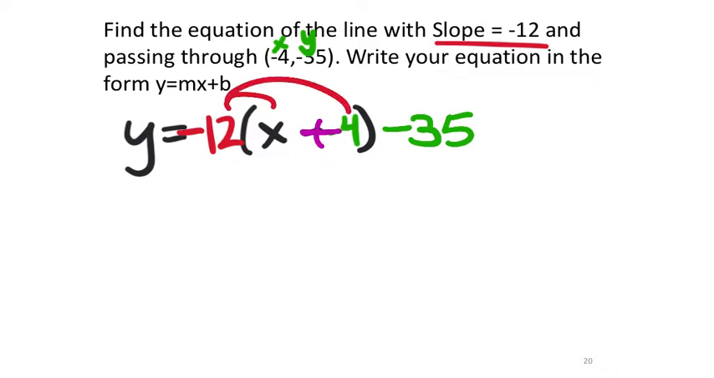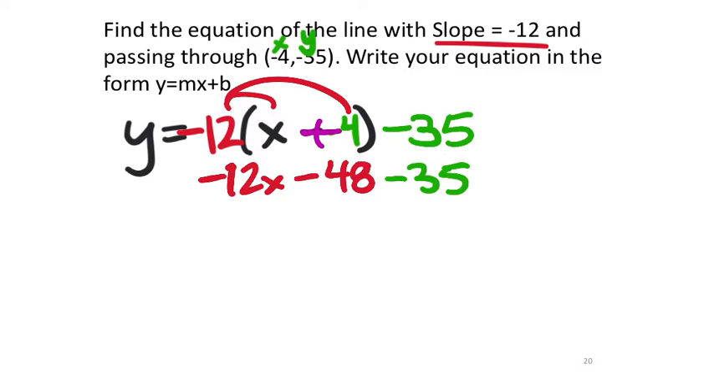distribution. So that's -12 groups of x, which would be -12 x's. And then -12 groups of +4 would be -48. So we still got the -35 there, because we didn't have any distribution at that point. And you see, it's always two steps with point slope form if you keep it in this format. Distribute, combine like terms, and you're done.